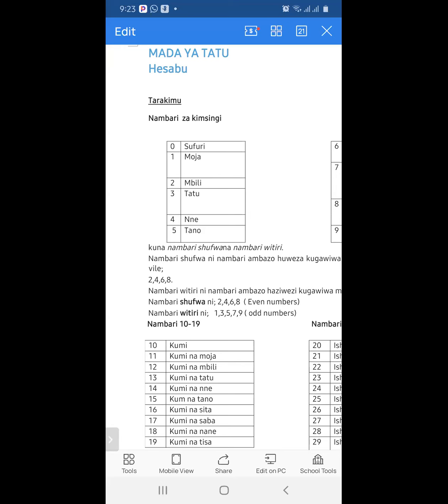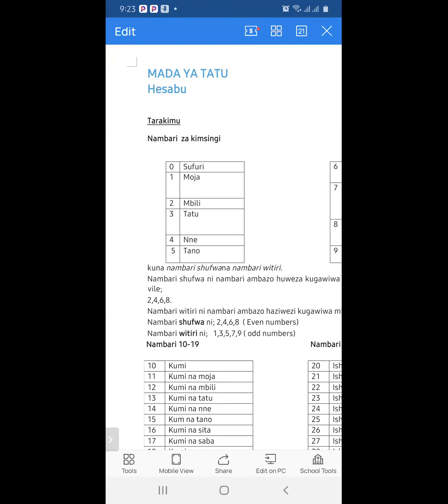Chapter. This is the third theme. So when you say mada ya tatu, it's the third theme. Remember, what was our first? Mada ya kwanza tulisoma nini? Watu wa nyumbani. Good. And the second? Jamii. Vizuri sana. So for the third, we are looking at hesabu.